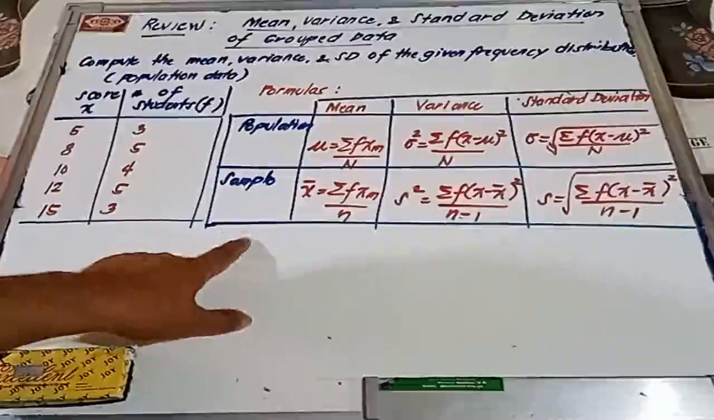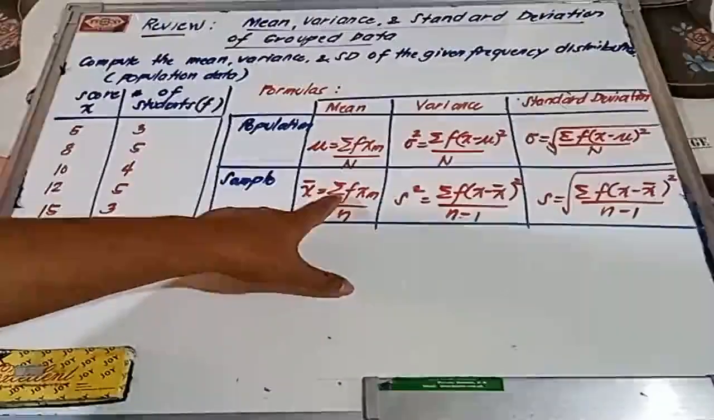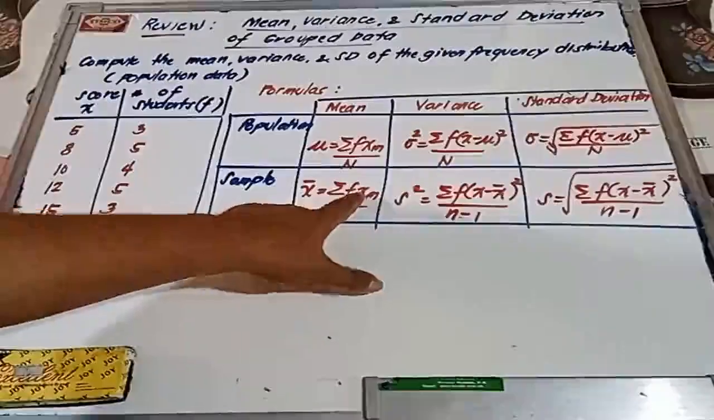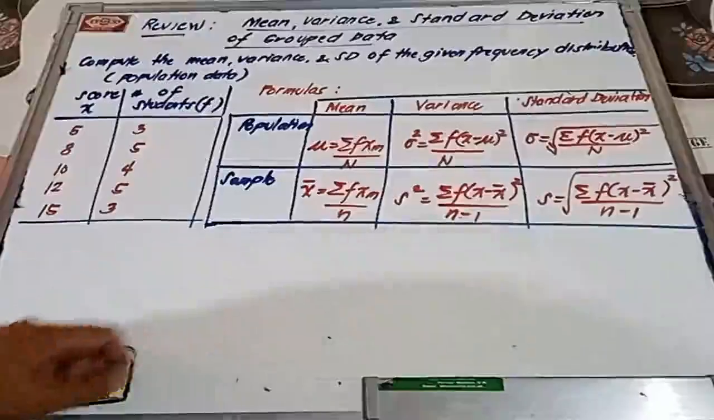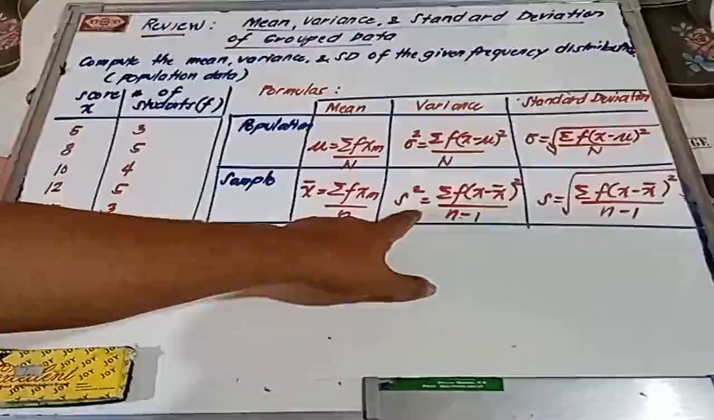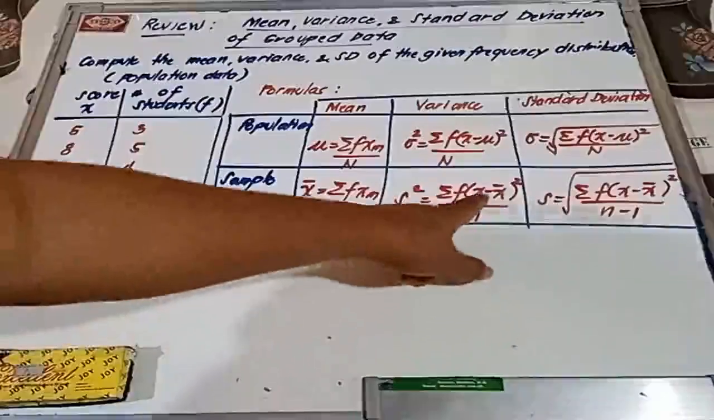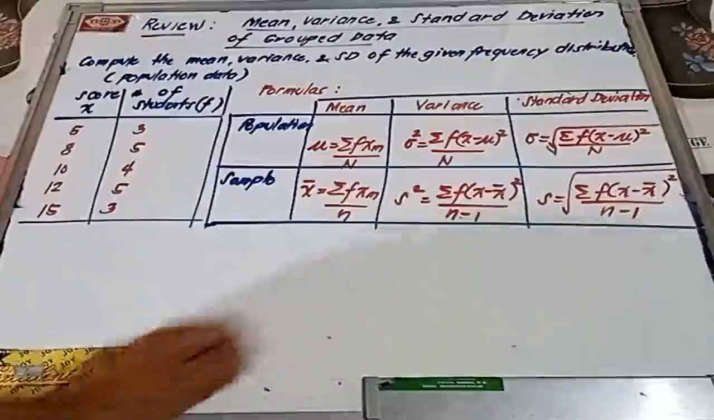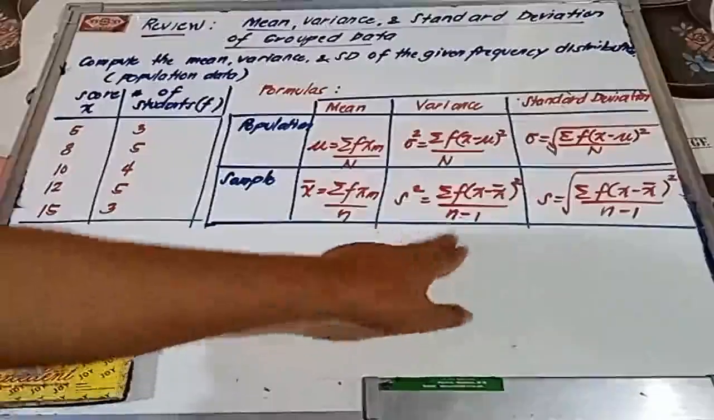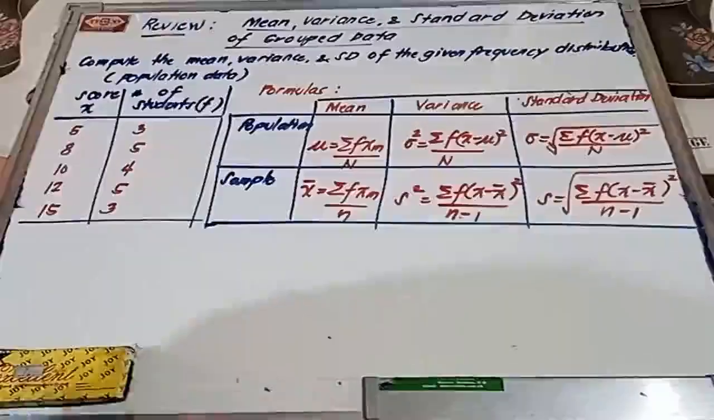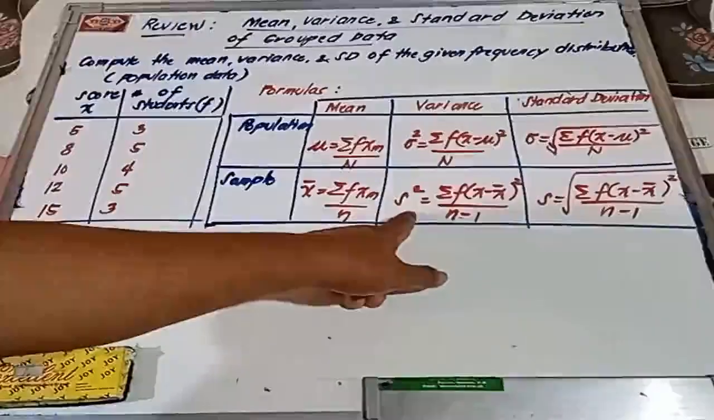And for the standard deviation, we're just going to get the square root of the variance. For the sample data, the formula is x bar equal to the summation of the product of the frequency and the class mark all over n. Again, we use small letter n for the sample data. For the variance, we have s squared equal to summation of the product of the frequency and the square of the difference of the class mark and the sample mean, all over n minus 1. So, papansin nyo, may n minus 1 for the sample data. For the standard deviation, kukunin lang natin yung square root nito.